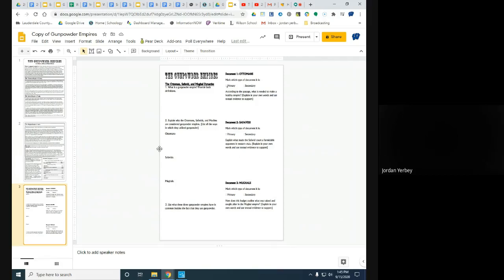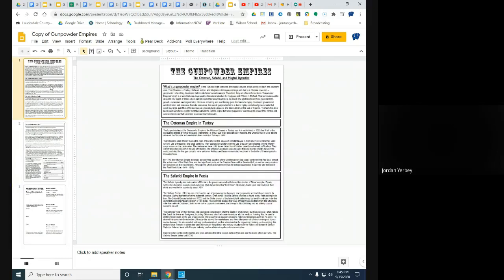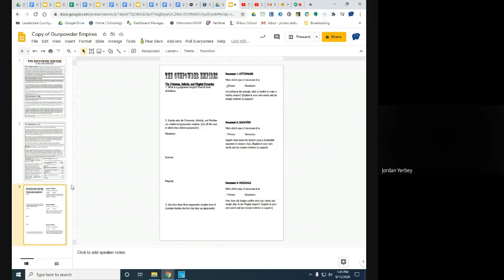So your job today is to read this information and really dive deep into it. Remember, historical interpretation, how we read things, matters. Fill out the graphic organizer. Again, you're looking here for what is a gunpowder empire, and provide both definitions, and then why they make up those things, and then some different questions dealing with the primary source documents.